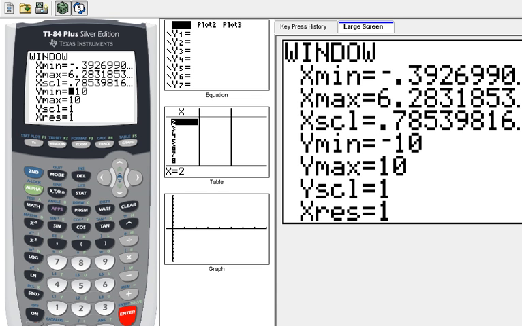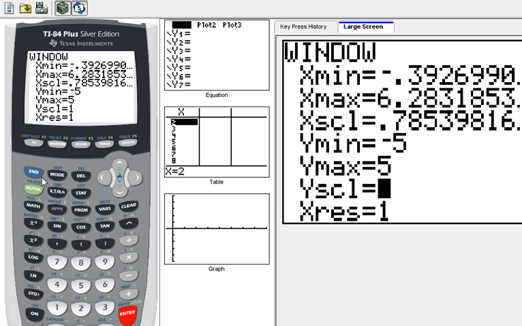And let's go y min at -5, y max at 5, y scale at 1, and the x resolution you shouldn't need to touch. Okay? So again, x min was -pi over 8, x max we did 2 pi, x scale we did pi over 4, and then obviously you can see the y min and y maxes.